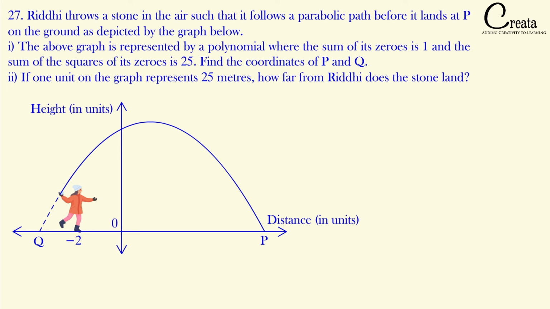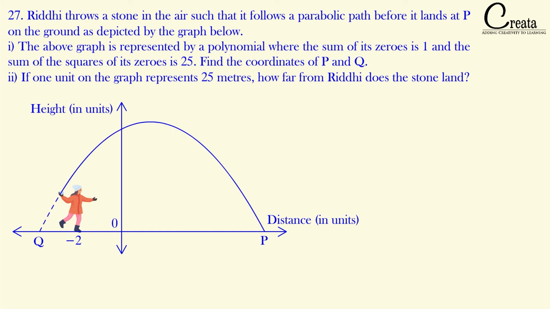In this question, this girl Riddhi is throwing a stone in the air and that stone is following a parabolic path. This is the parabolic path. A parabola is given in the figure, which is shown in the coordinate plane. This is the x-axis, this is the y-axis, and this is the polynomial, the path followed by the stone.